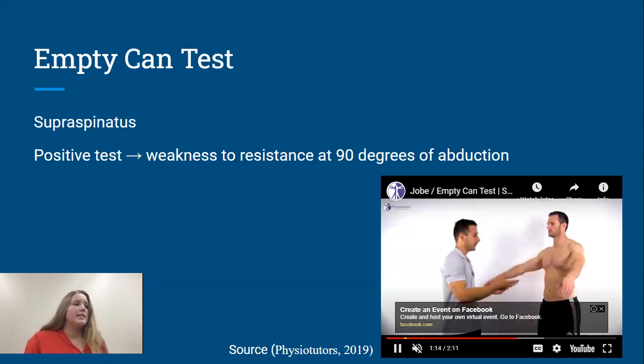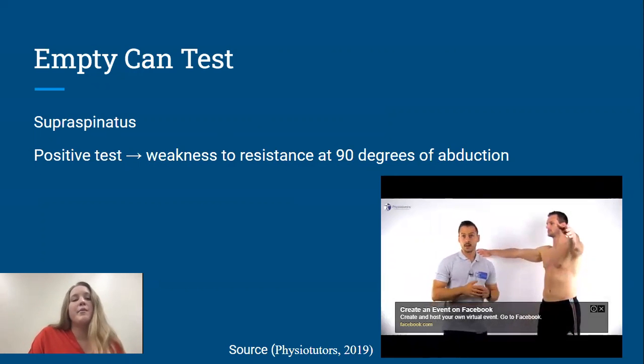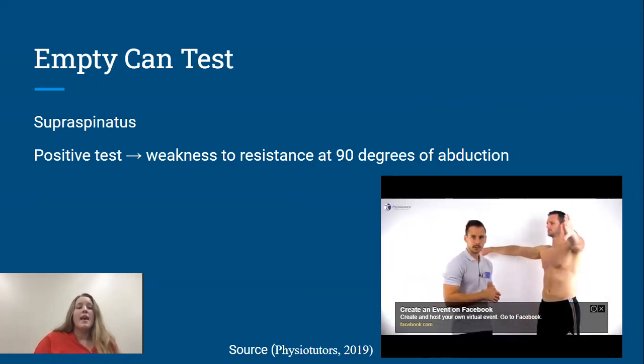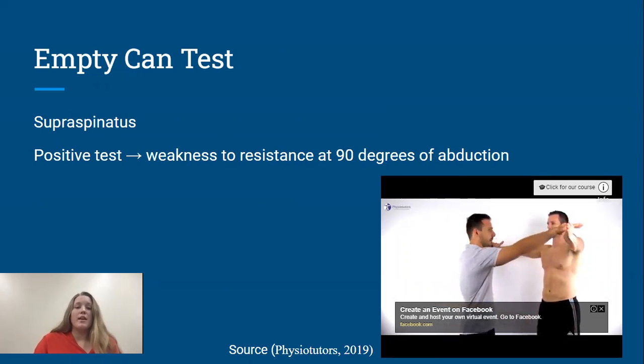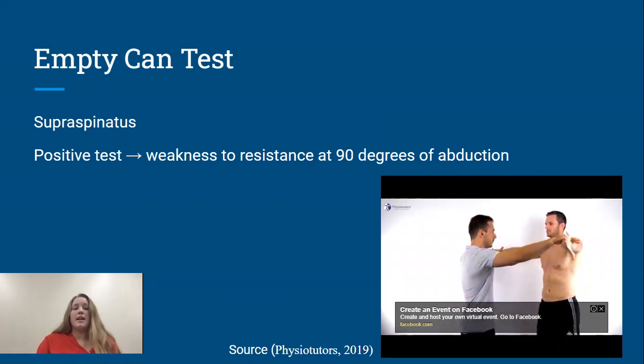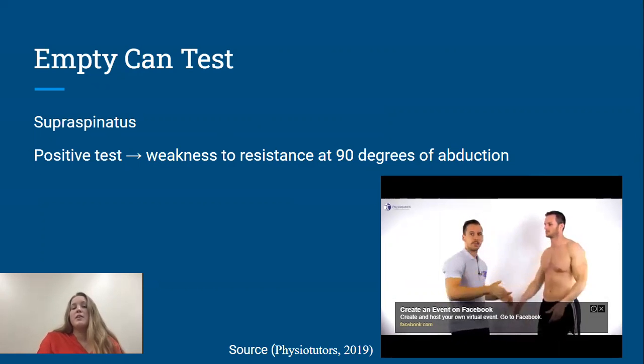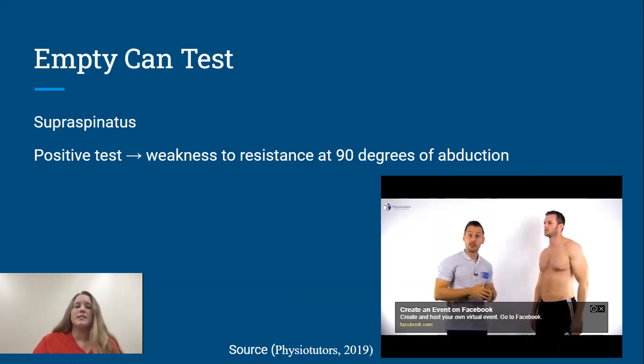And also during this test, the examiner can apply downward pressure to the patient's arms, and they will need to resist that pressure. This will be considered a passive test as well. This test would be considered positive if there is weakness to the resistance with the arms at 90 degrees of abduction when compared to angled forward at 30 degrees.